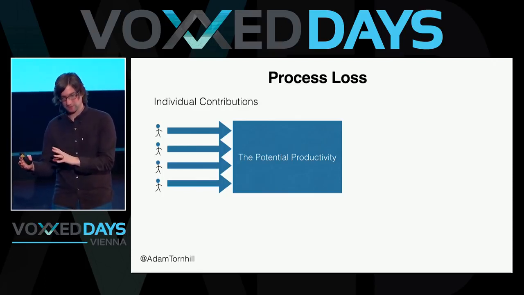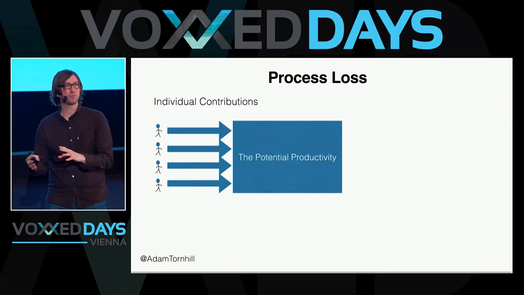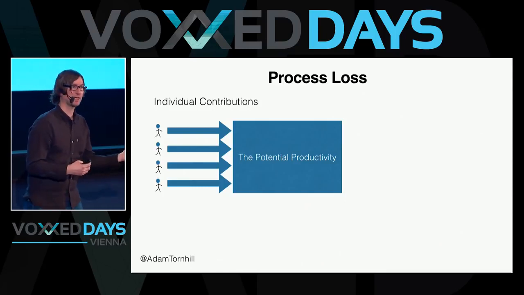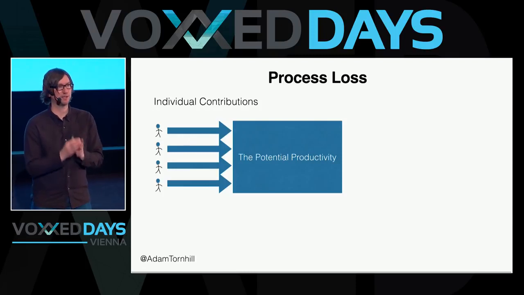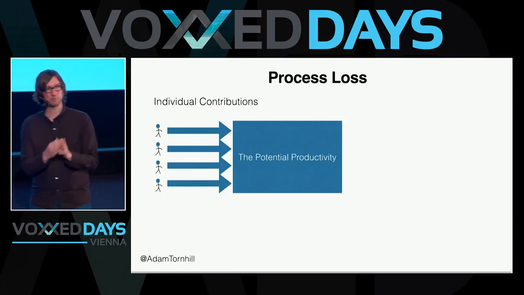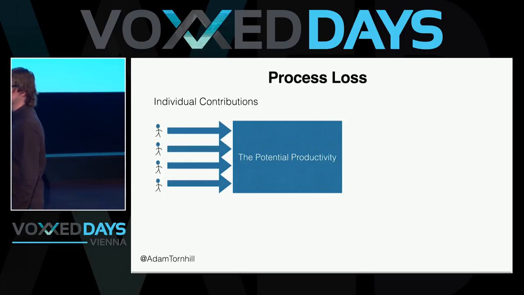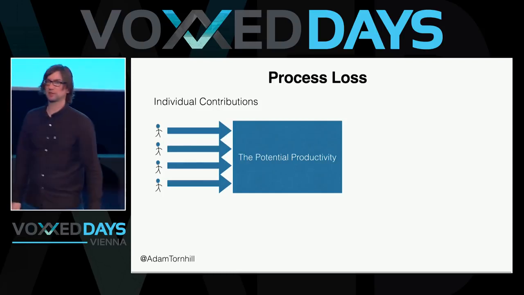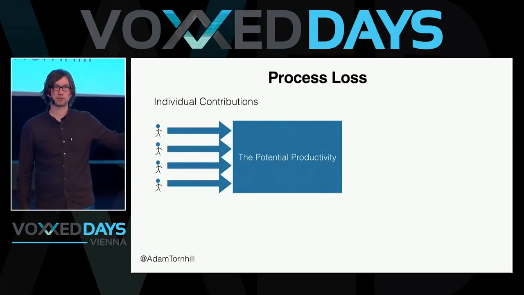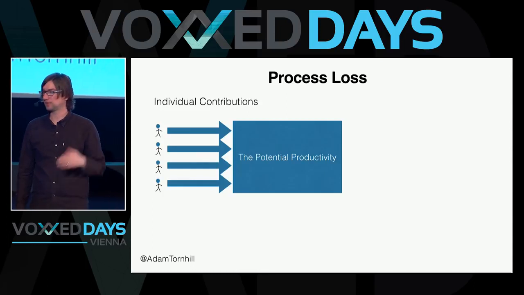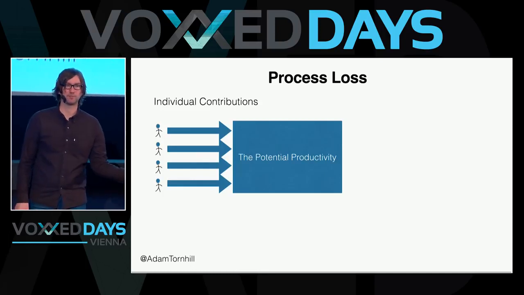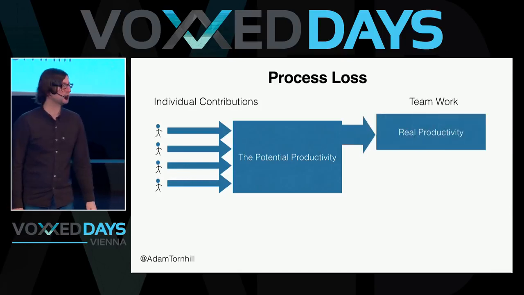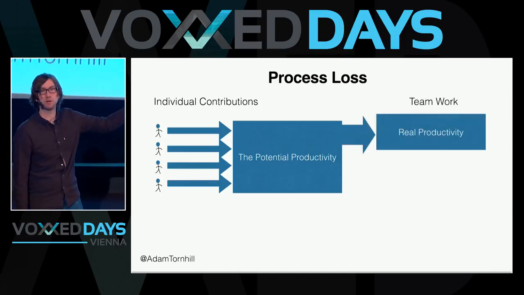And the idea here is that just like a machine cannot operate at 100% efficiency all the time due to things like friction and heat loss, neither can a team. There's always going to be a cost. And that cost is called process loss. So we see an example here where we have a bunch of individual contributors, and together they have a potential productivity. That's never ever what you get out of a team. The real productivity is always smaller, and part of the potential is simply lost.